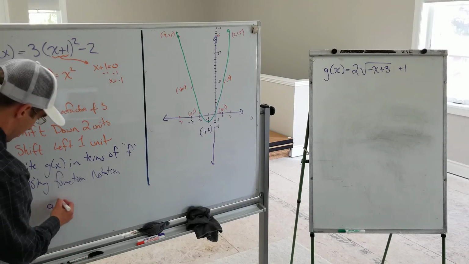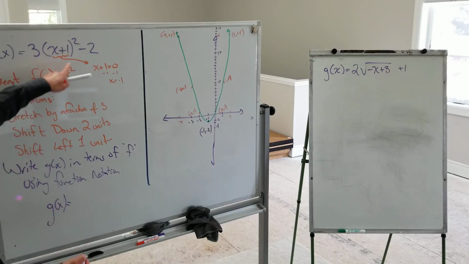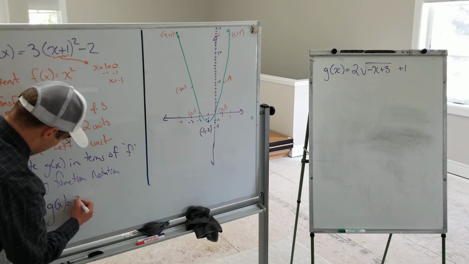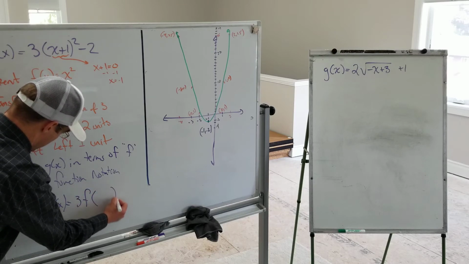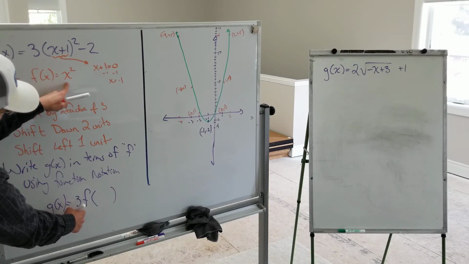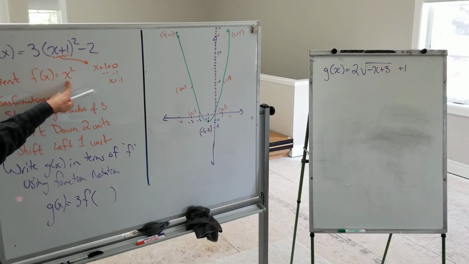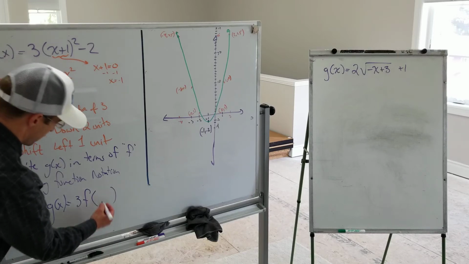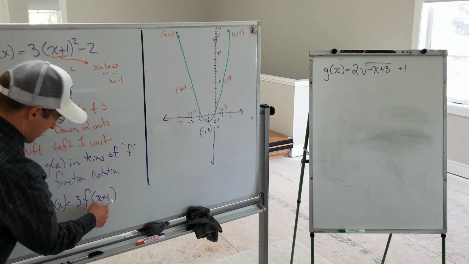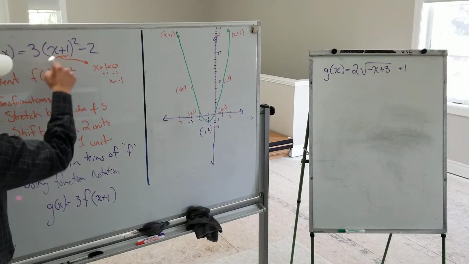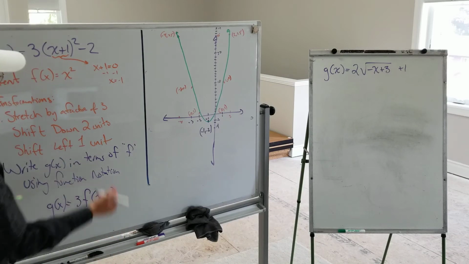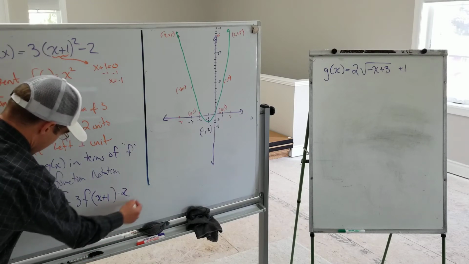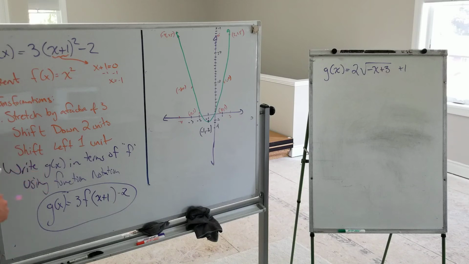So basically it's saying g of x equals this squaring function, this x squared, right? It's 3 times the square function, which is f. F of x is a square function. But instead of just having x squared, we have x plus 1 squared. So instead of an x inside the parentheses, we have an x plus 1. The x plus 1 is the argument of the function, so that goes inside the parentheses for the f. And then outside we have this minus 2. So that would be the answer here for writing g of x in terms of f.